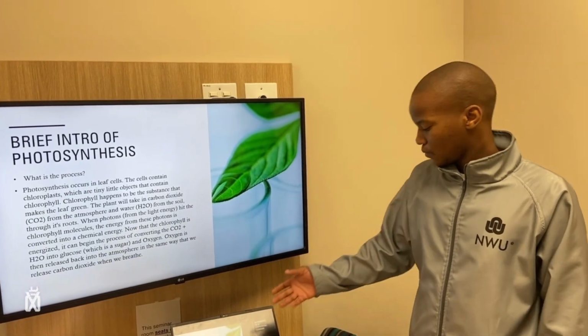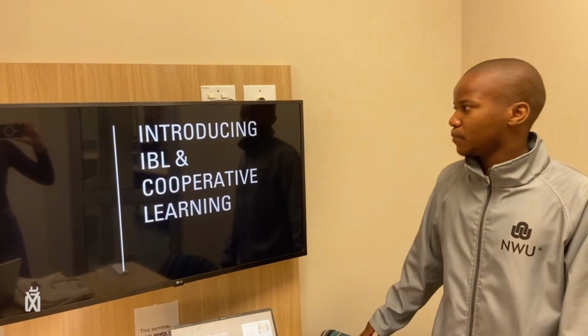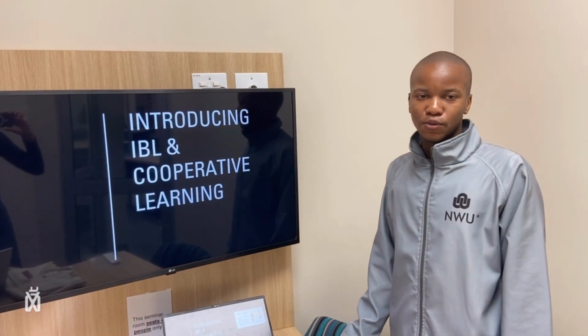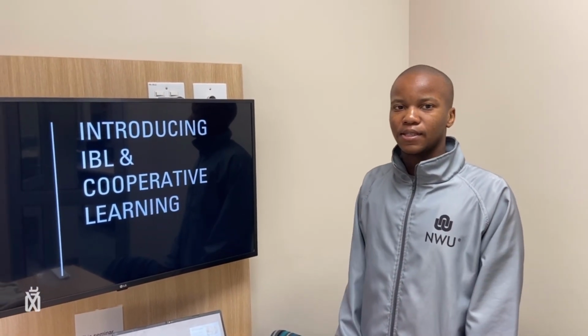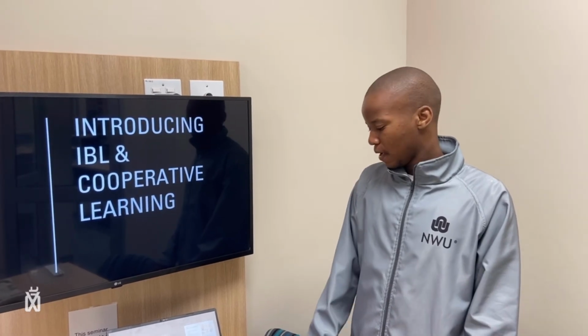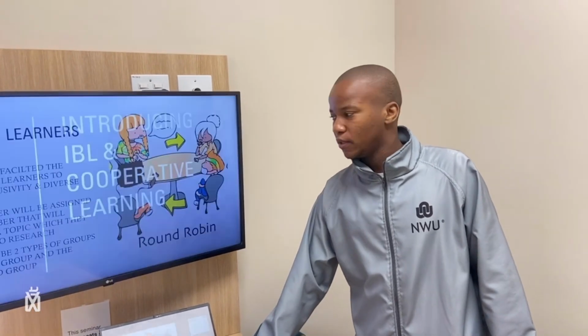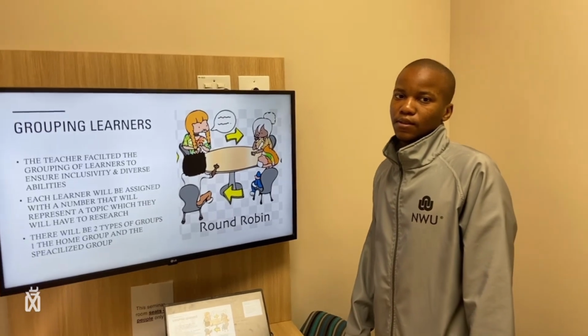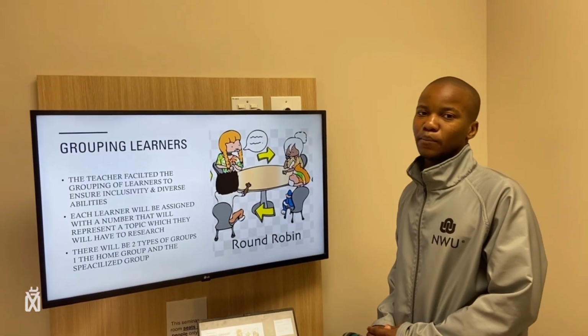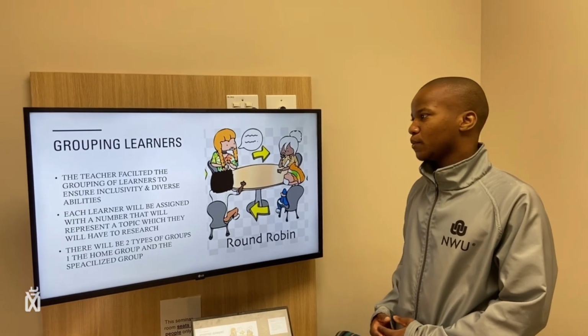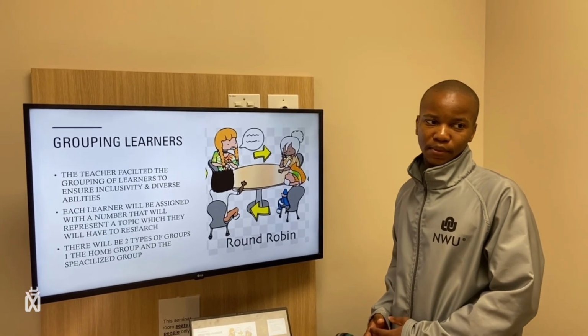Then we're going to move to the next part, where we do the activities. The activities, as I've mentioned before, are IBL and cooperative learning. So I'll explain how we're going to do it. At this point is when we learners are going to participate. As I've mentioned, this is IBL and cooperative learning, so we will be doing most of the work, so please be ready.